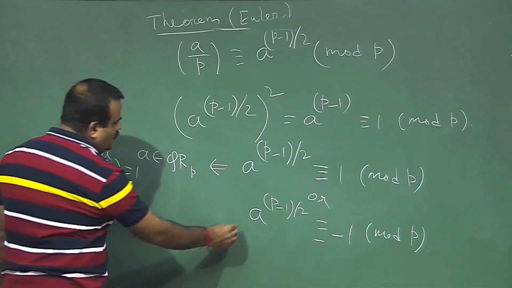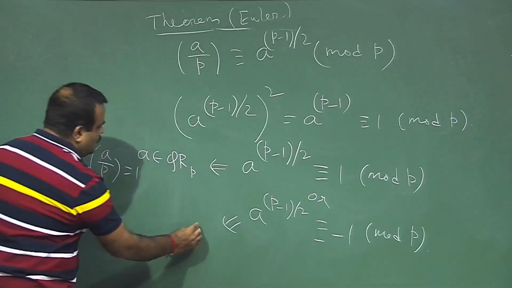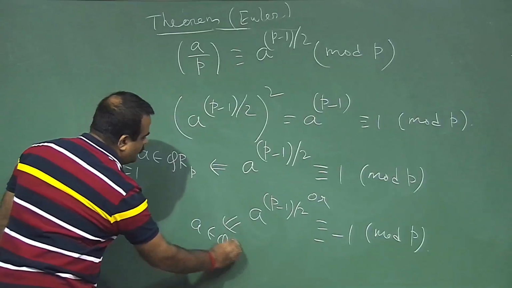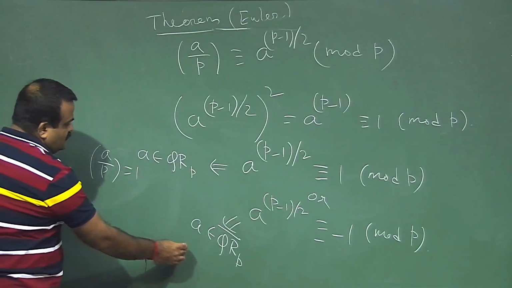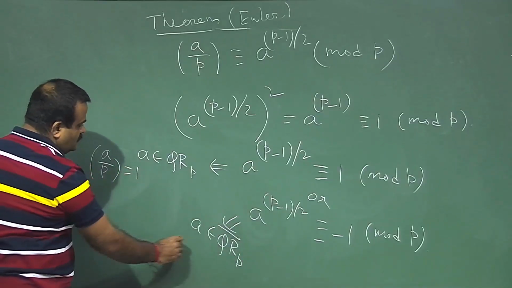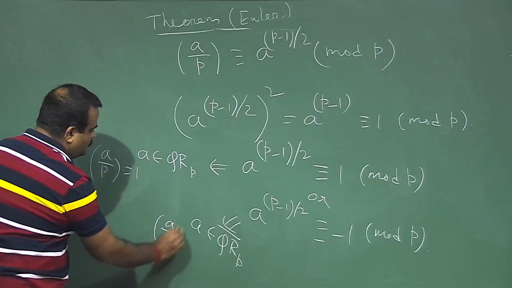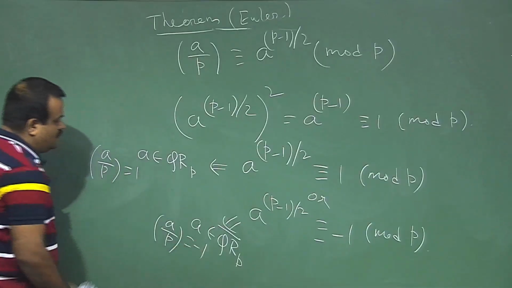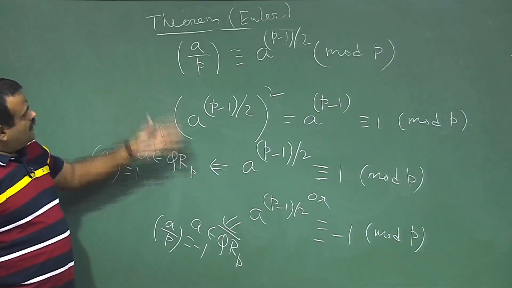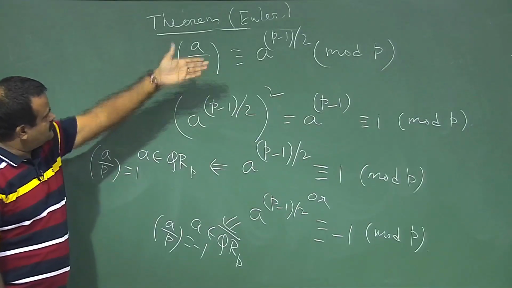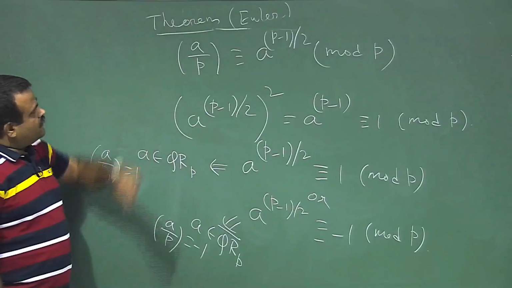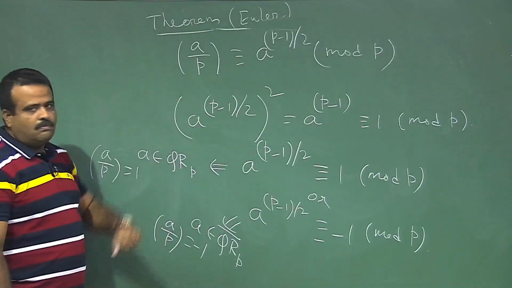Now, if it is minus 1, then this implies A is a quadratic non-residue mod P, and in this case it is minus 1. By the definition of the Legendre symbol, this is minus 1. So, if we combine these two and the earlier case, (A/P) is equal to A to the power (P minus 1)/2 mod P.